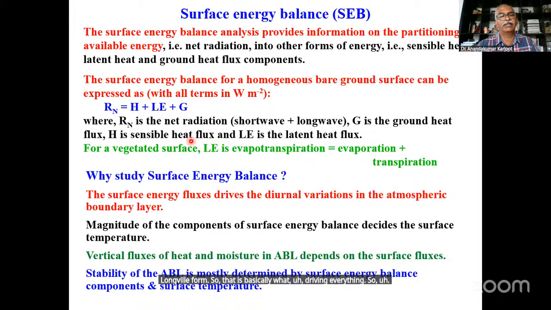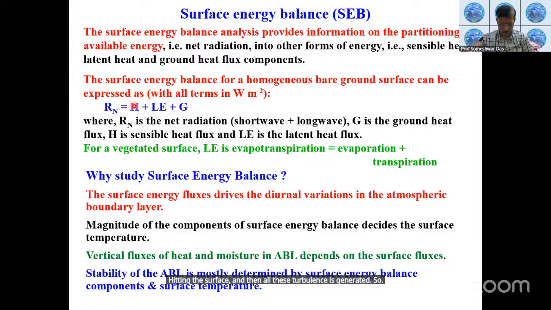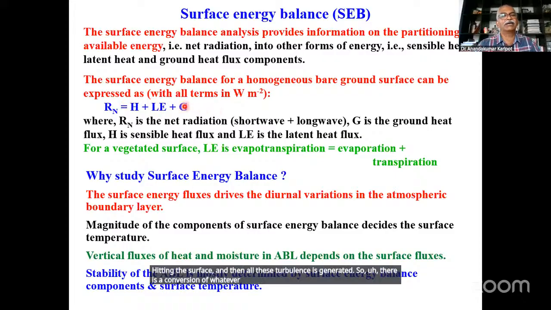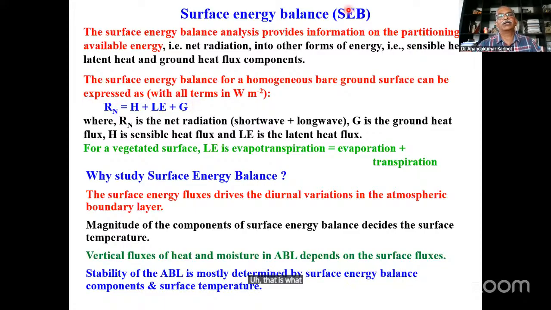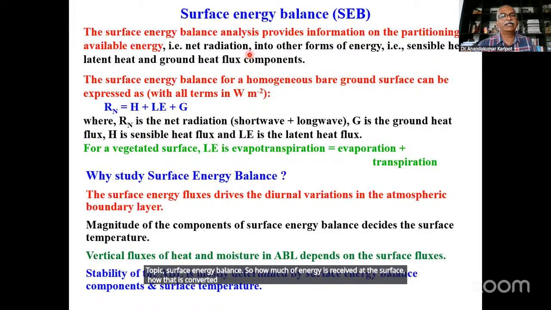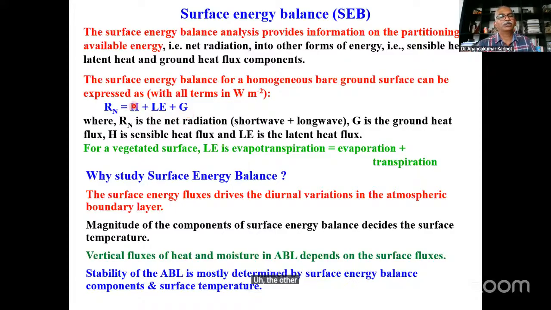What is absorbed at the surface heats the surface, and then all this turbulence is generated. So there is a conversion of whatever energy is available. That is what we are going to talk about in this topic, the surface energy balance: how much energy is received at the surface, and how that is converted or partitioned into other forms. On the left-hand side of this equation, you have the net radiation, which includes the four components of radiation: the incoming shortwave, incoming longwave, reflected shortwave, and outgoing longwave. Putting in the appropriate signs, the resultant is the net radiation. So that is basically the available energy.